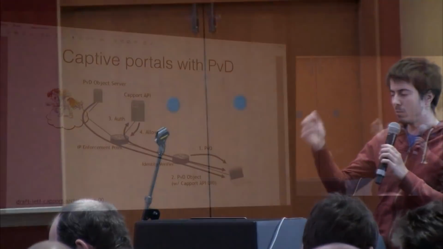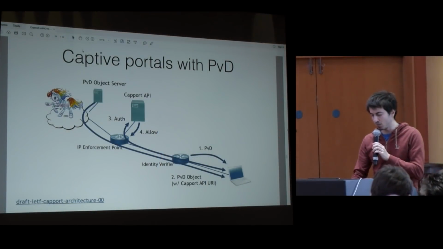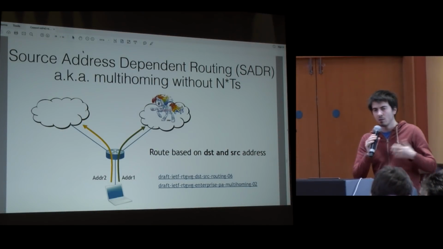Now, one aspect is that if one of your uplinks happens to be a captive portal, we have something that's pretty nice: you get your PVD as usual, you retrieve your JSON object, and that JSON object is actually going to tell you that you're captive, such that your laptop can connect to the captive portal API and possibly dynamically authenticate yourself such that you get access to the internet. So that's a way of using the PVDs to dynamically attach to a captive portal uplink.